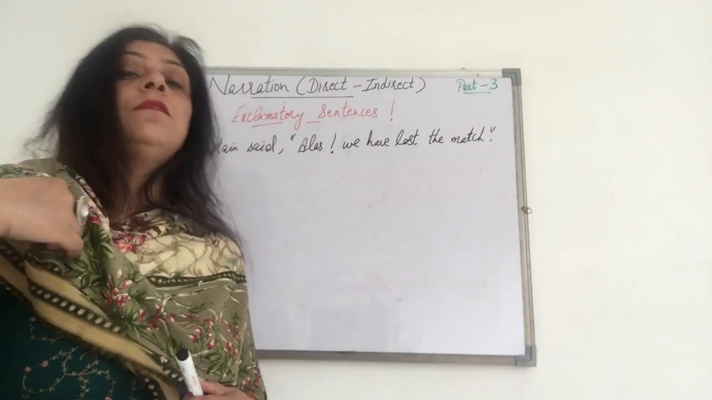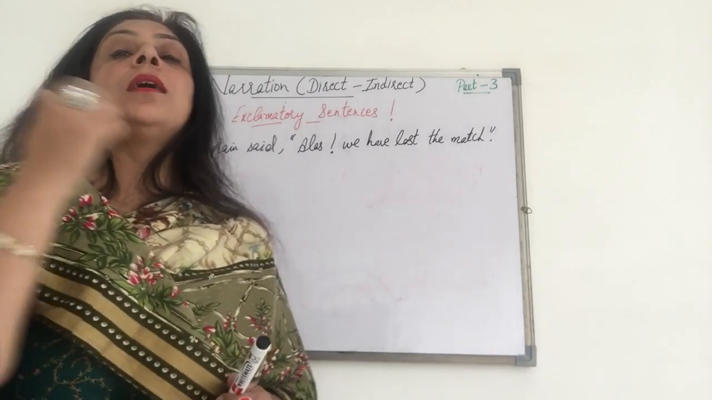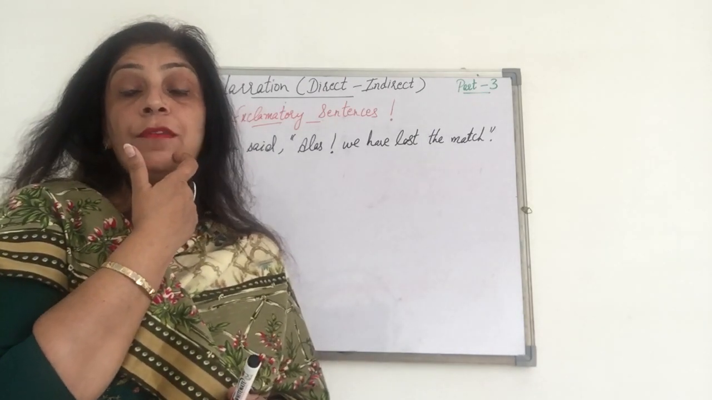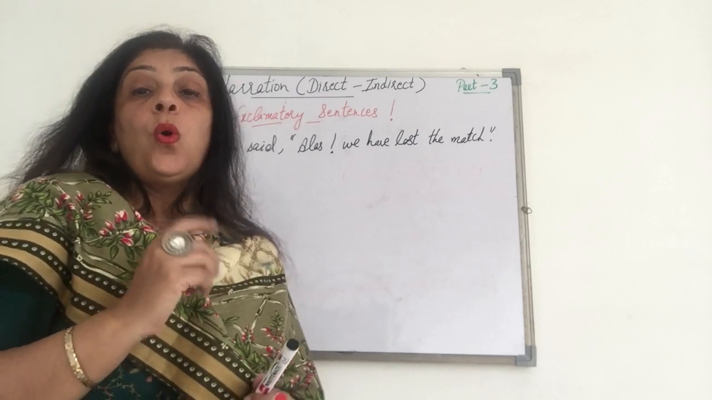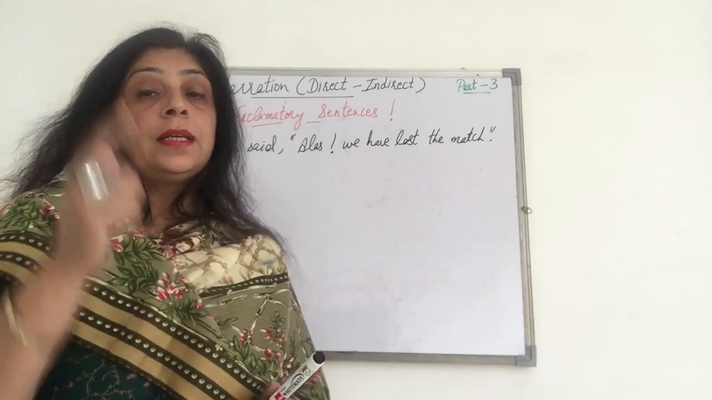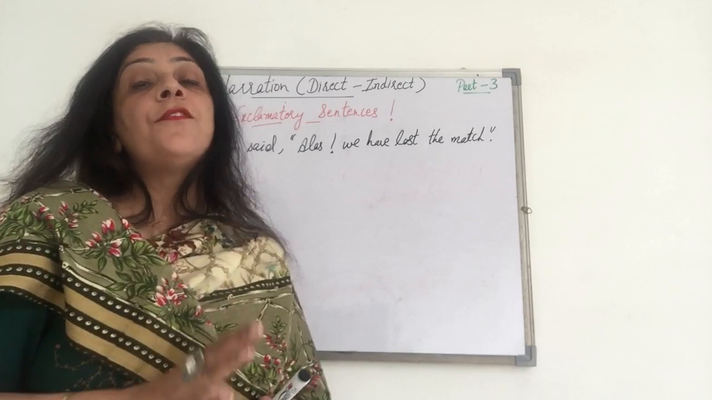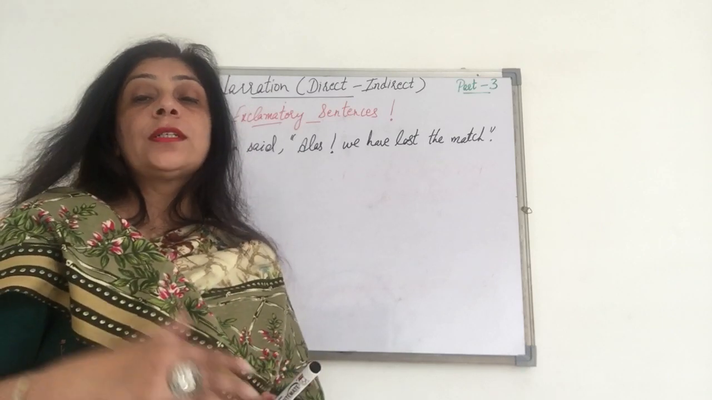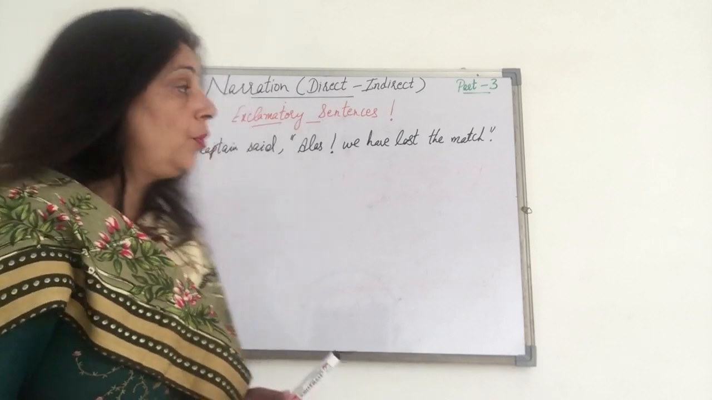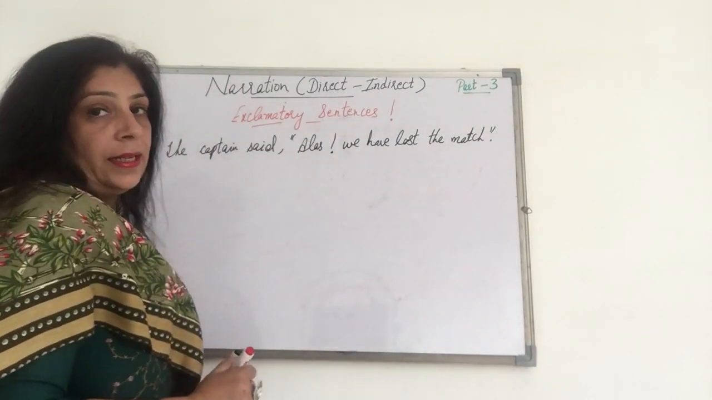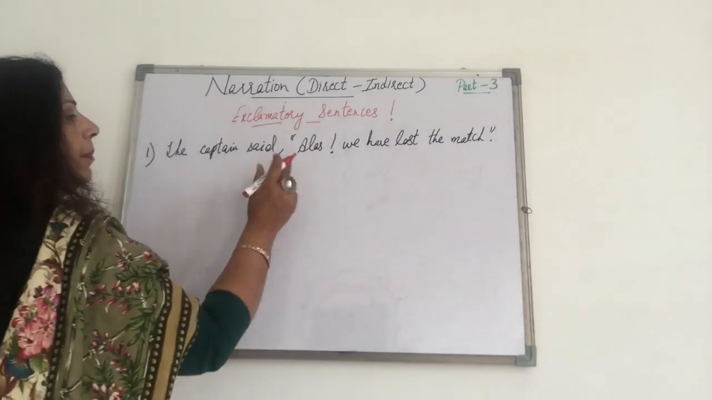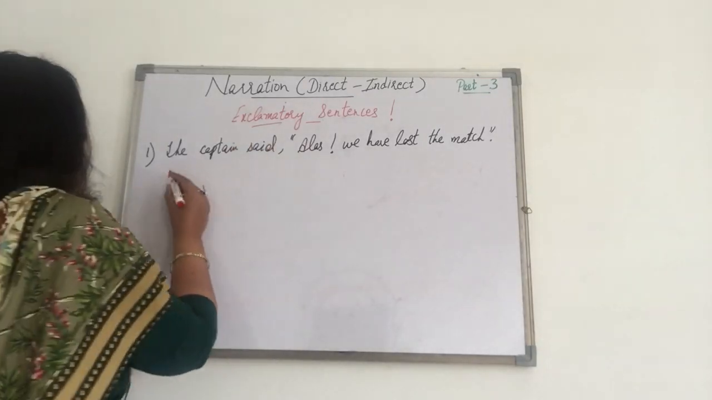Like for example, hurrah word stands for happiness, alas stands for sadness, bravo means admiring someone, O means surprise, capital single O means wish. So these are a few exclamatory words which you should know its meaning. So alas stands for sadness. Let us see how this will be done. The captain said, alas, we have lost the match.